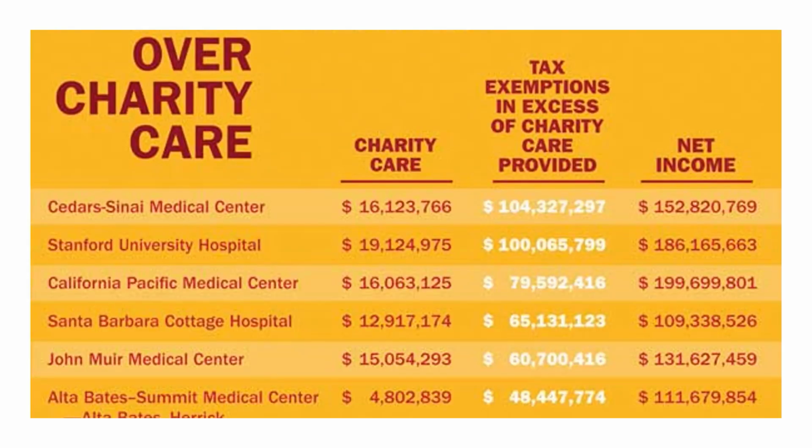This graphic shows some of the leading or most renowned hospitals in the United States, such as Stanford University Hospital or Cedars-Sinai. What we take a look at here is the net income of each one of these hospital centers and the tax exemptions in excess of charity care provided and how much charity care was provided. Notice for Cedars-Sinai that they had $16,123,766 that was provided to the poor or charity care, and yet their tax exemption was $104,327,297. Their net income or profits was $152,820,769. We can look down this list of these prestigious hospitals and see this story is repeated over and over again.